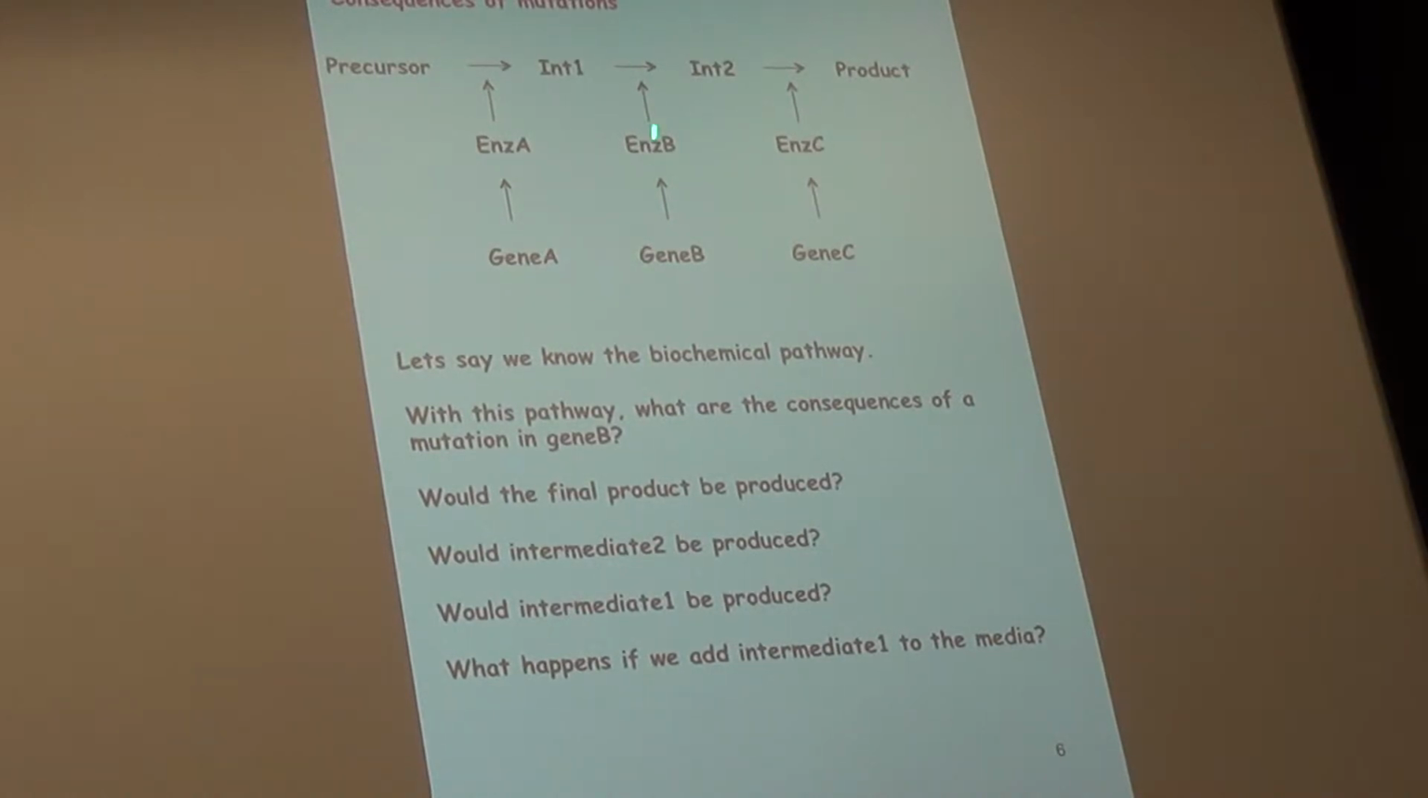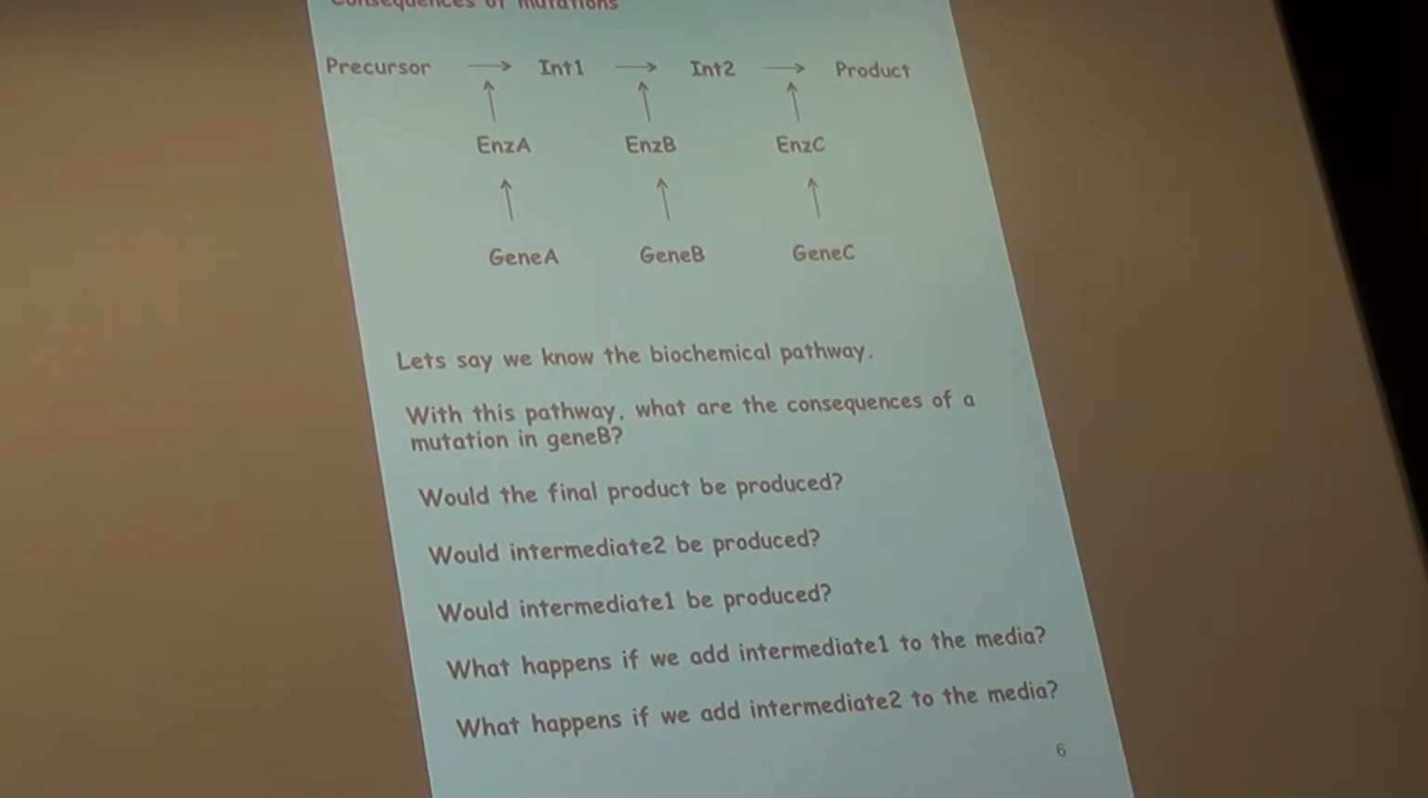Now let's imagine you could feed this cell so that it cannot make this product. Let's imagine you can feed the cell this intermediate. Would it be able to make product? No. Okay, we have a roadblock here. We're going to feed the cell intermediate 2. Will it now be able to make product? Yes. Because now you're giving it intermediate 2.